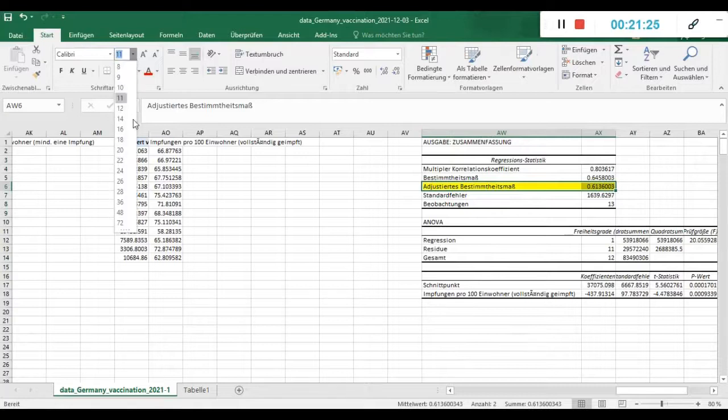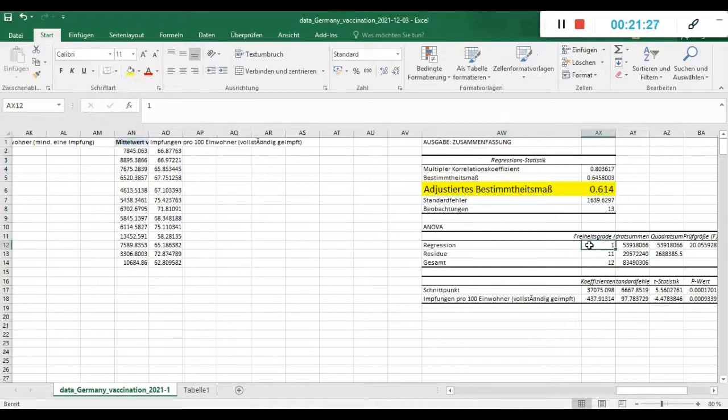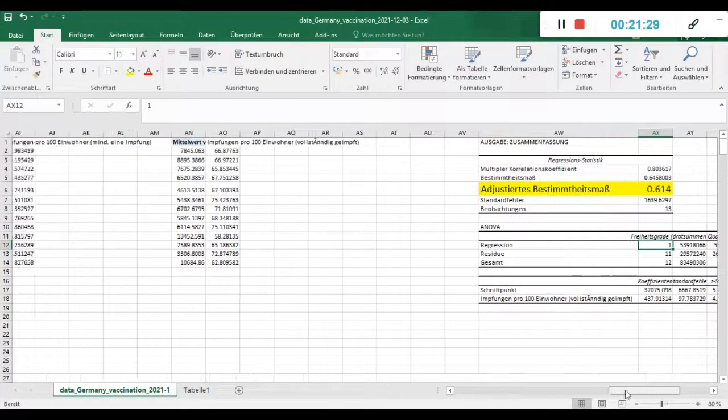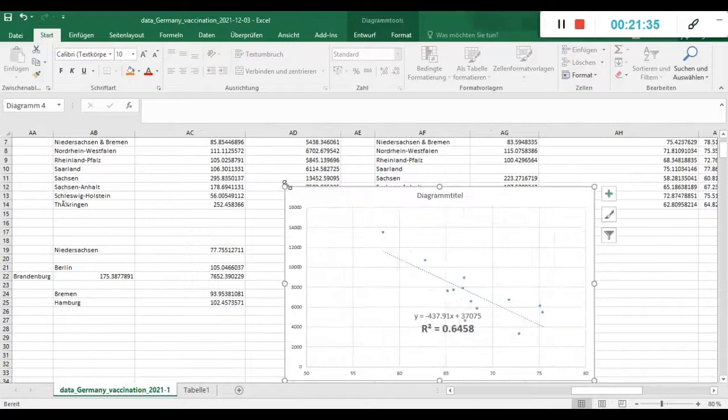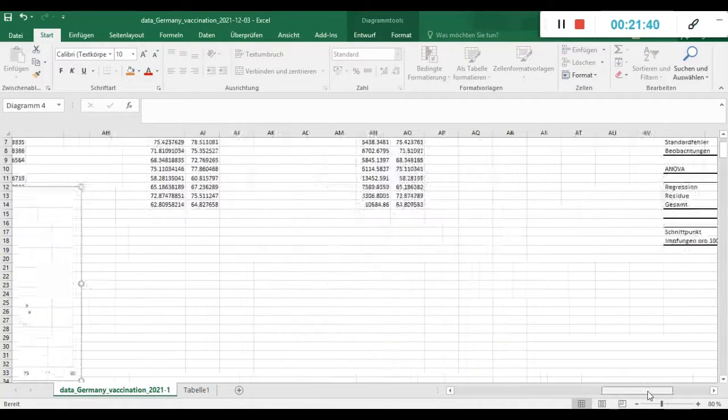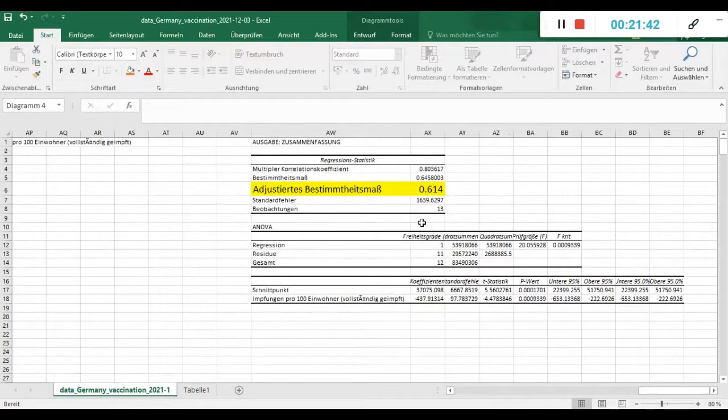So like I said, when one just does this regression line on this figure, one gets a value of 0.6458, and if one does this statistical regression test, then one gets a value of 0.614, which is a little bit different, like I said.